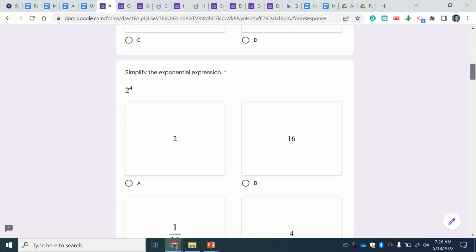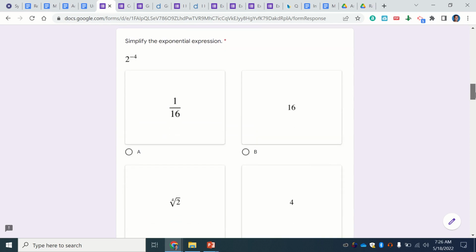We'll continue to scroll down. I want to take a look at this one. It says 2 to the negative 4th power. Well, remember, whenever it's negative, we're going to flip it and make it 1 over 2 to the positive 4th power. So that's 1 over 2 times 2 times 2 times 2. Well, 2 times 2 is 4, times 2 is 8, times 2 again is 16. So it should be 1 over 16.